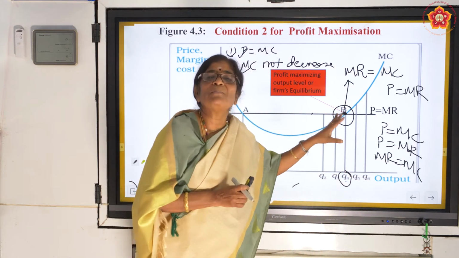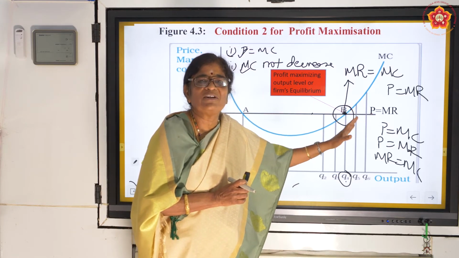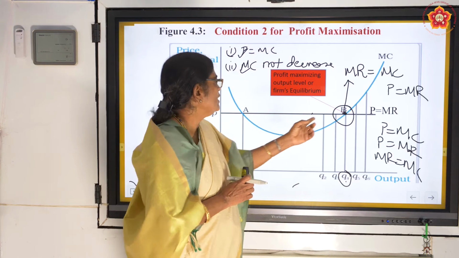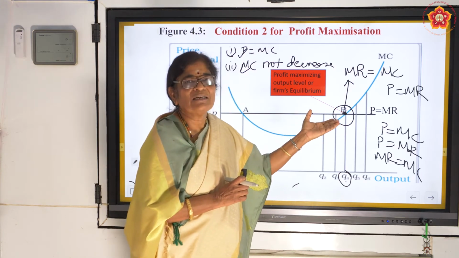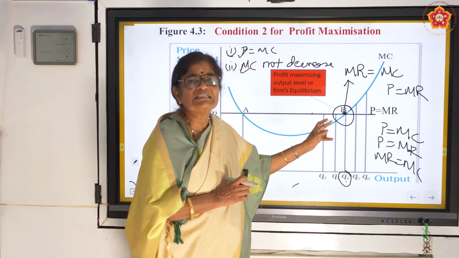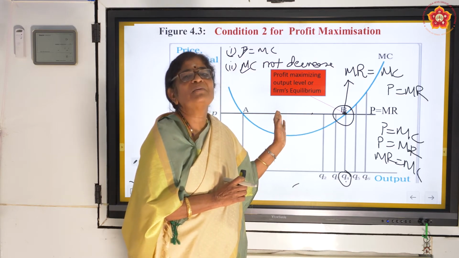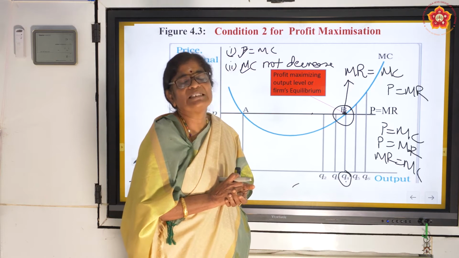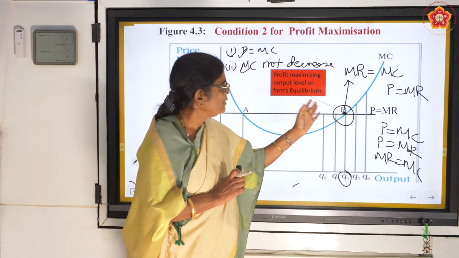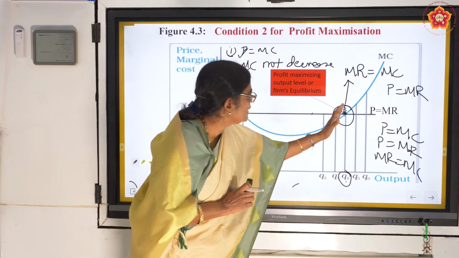Therefore, this is called the MR-MC approach to determine the profit maximizing level of output for a firm under a perfectly competitive market. You won't believe it, in your book it is not even mentioned that this is not only the profit maximizing level of output, but also the point where the firm is in equilibrium. Why are we telling the firm is in equilibrium? Because in later degree classes, you will study firm equilibrium. Why this? Because at this point, the firm doesn't have any tendency to increase the output further.